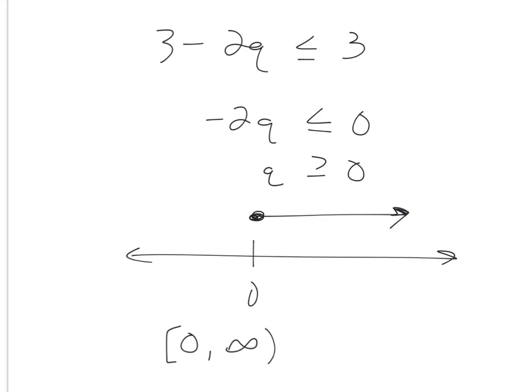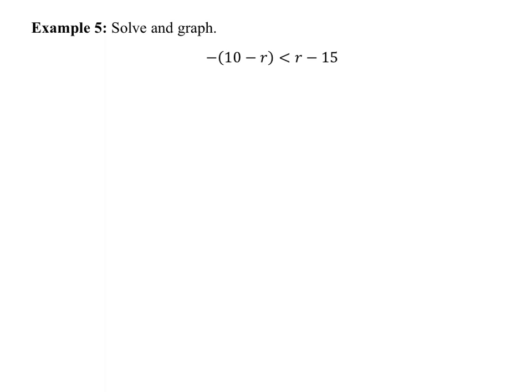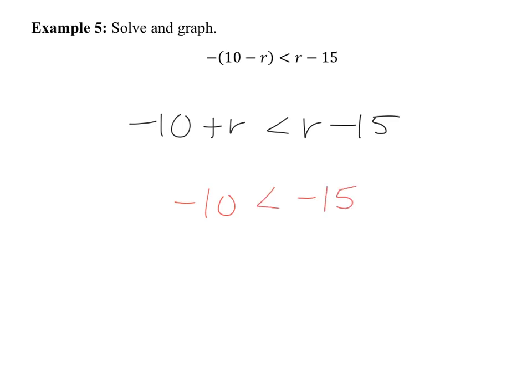Number 5. If we distribute the negative, I get negative 10 plus r is less than r minus 15. R's are on both sides as positive, so they can both cancel, giving me negative 10 is less than negative 15. Is that true? It is not. It is a false statement. It is a contradiction. Therefore, no solution.